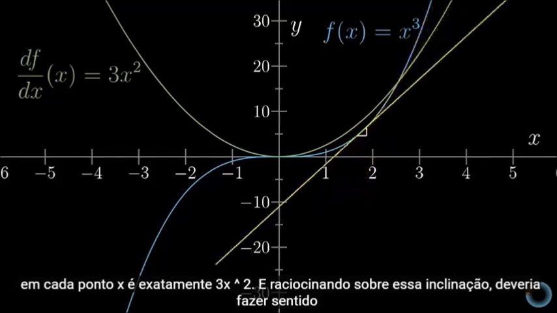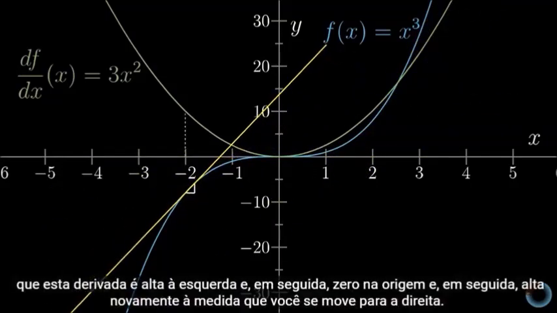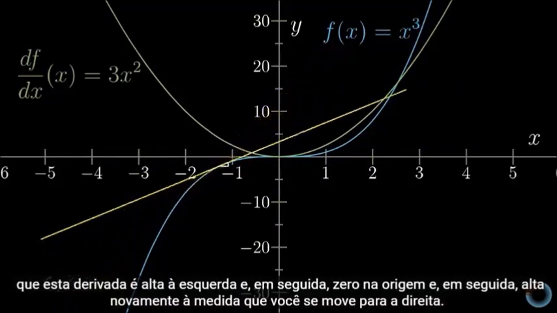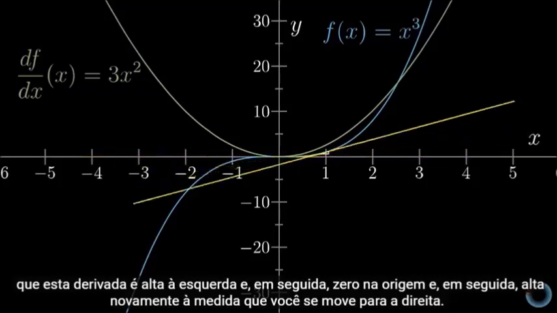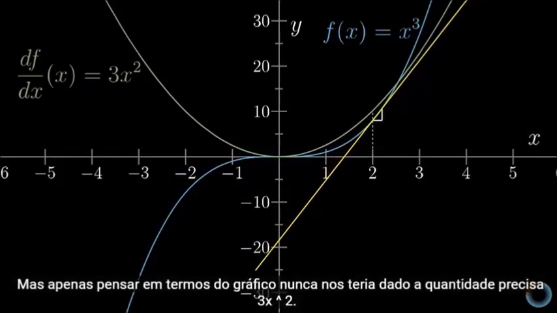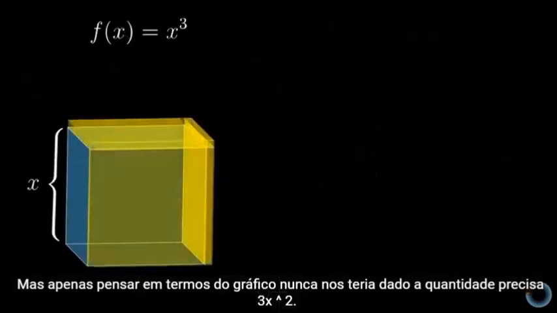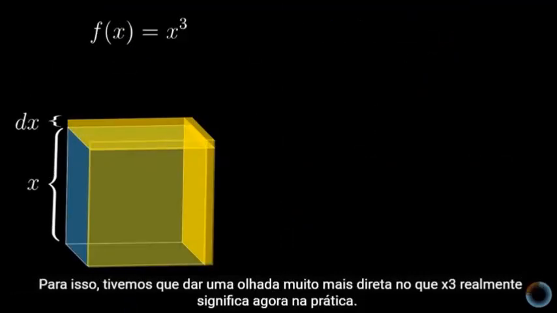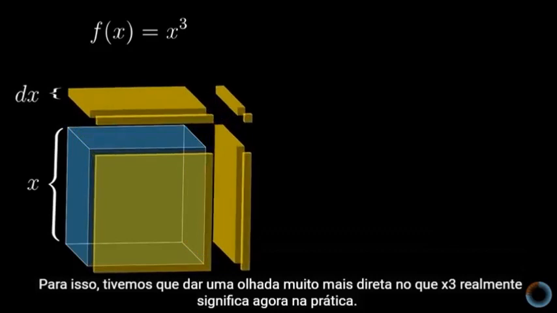And reasoning about that slope, it should make sense that this derivative is high on the left, and then 0 at the origin, and then high again as you move to the right. But just thinking in terms of the graph would never have landed us on the precise quantity 3x squared. For that, we had to take a much more direct look at what x cubed actually means.